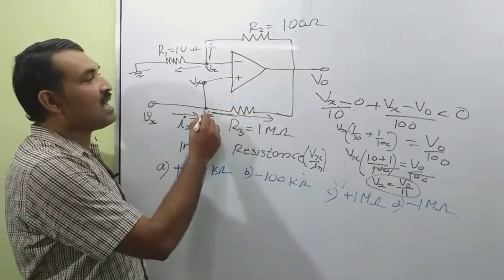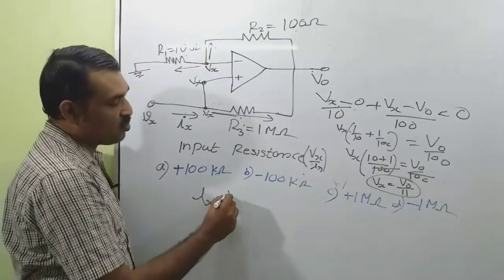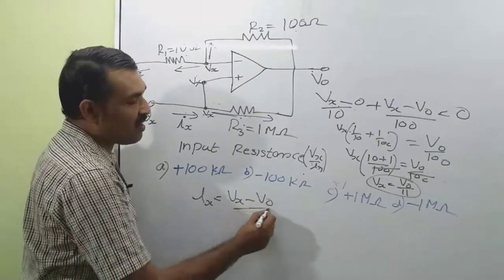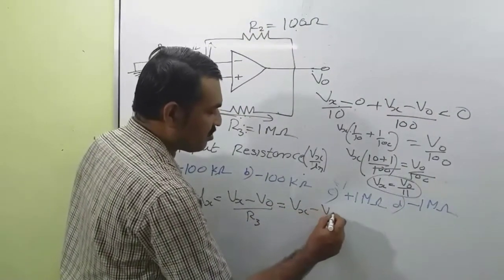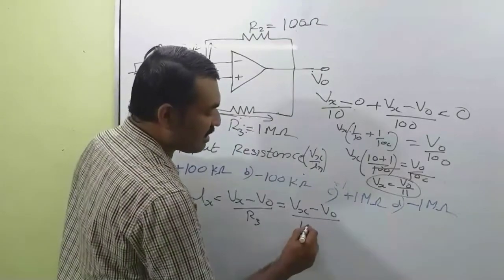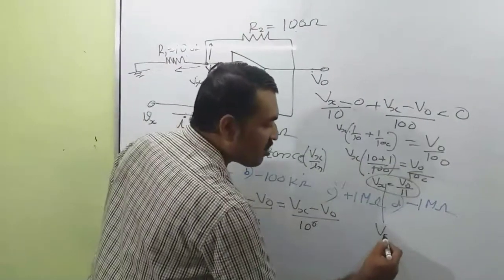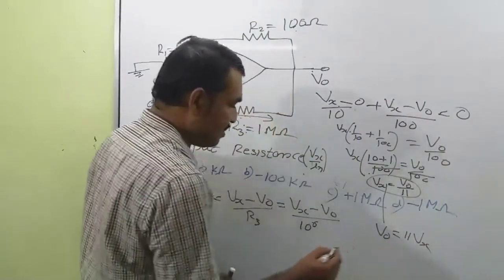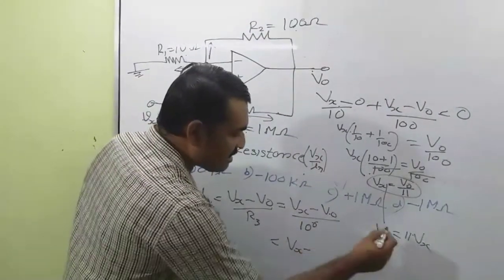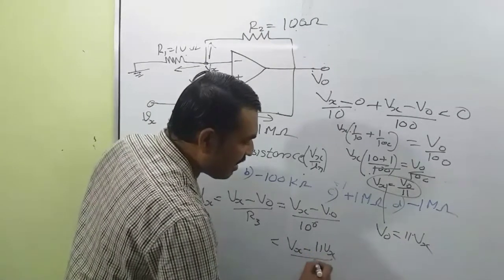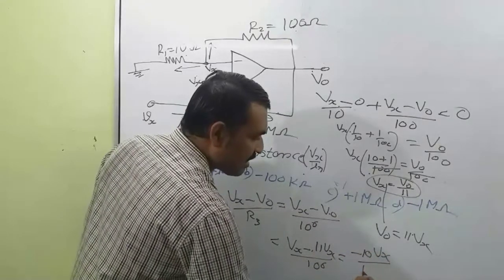So this current is equal to (Vx minus V0) divided by R3. So we can write Ix is equal to (Vx minus V0) divided by R3, that is equal to (Vx minus V0) divided by 1 mega ohm, that is 10 raised to 6. We can write V0 is equal to 11 times Vx. So put V0 is equal to 11 Vx in this expression. So this becomes (Vx minus 11 Vx) divided by 10 raised to 6, that is equal to minus 10 Vx divided by 10 raised to 6.